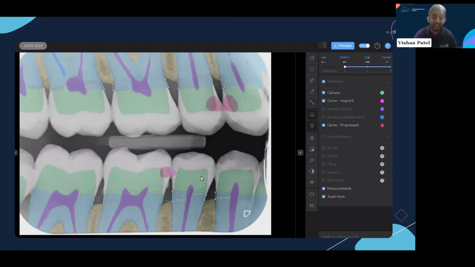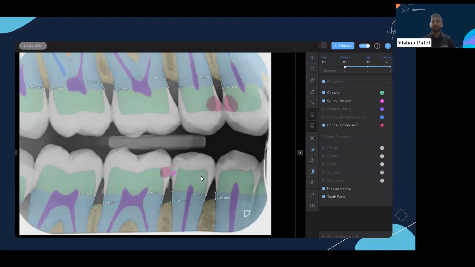And being honest, I didn't actually diagnose this as caries when I first saw the patient. I would have left it as probably an enamel lesion, and I would have treated it through OHI, hygienist, fluoride varnish. Now, because I had Pearl, it's given me a second opinion.